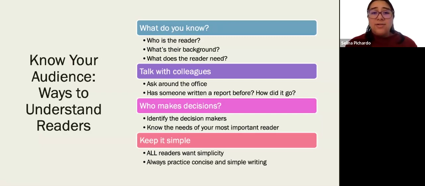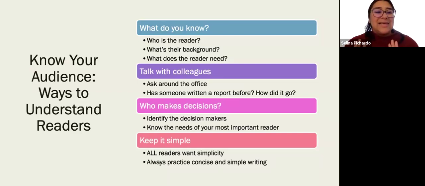Also, talk with your colleagues. Maybe this is something they've worked on before, or maybe they've experienced something similar. Understand who makes the decisions. If you are writing a proposal to get something approved, you need to know who that decision maker is, or if there are multiple decision makers.